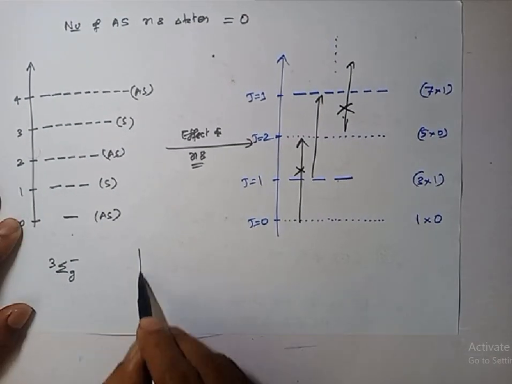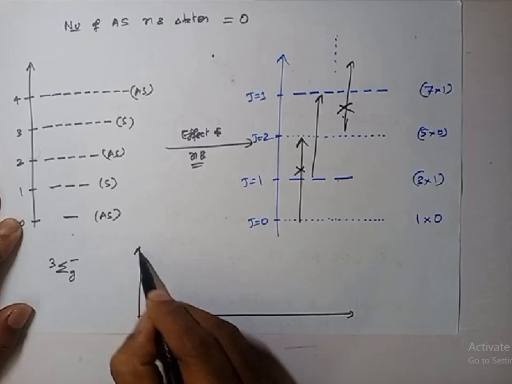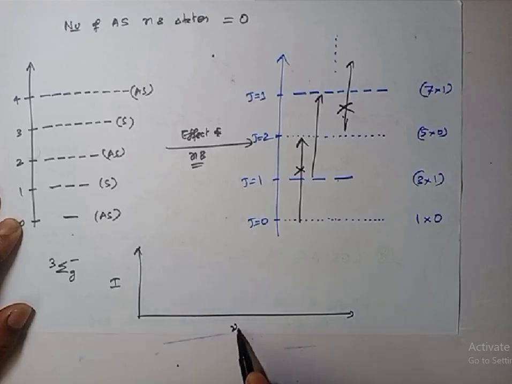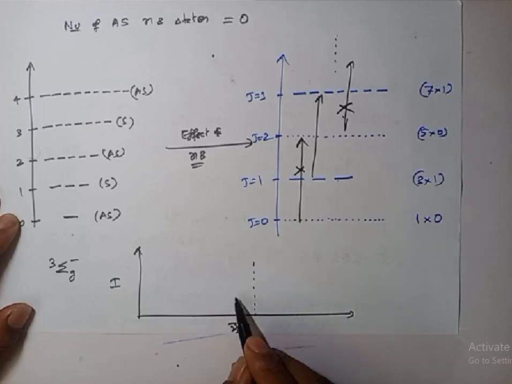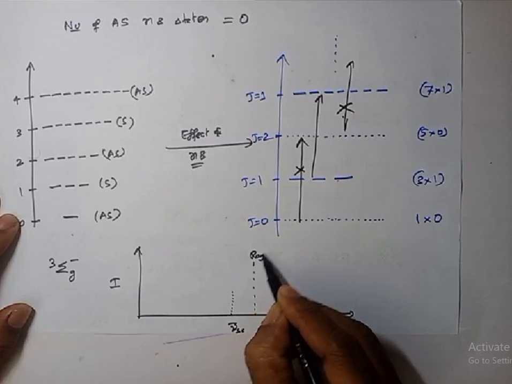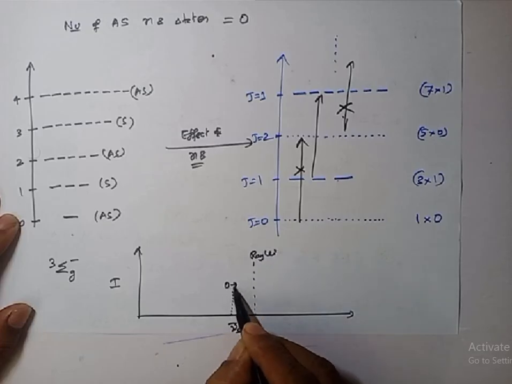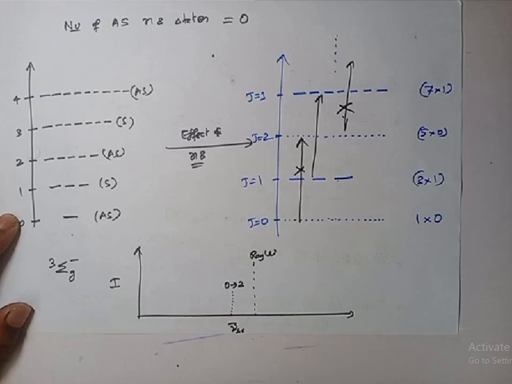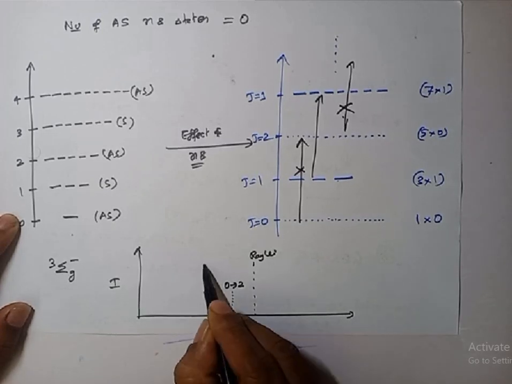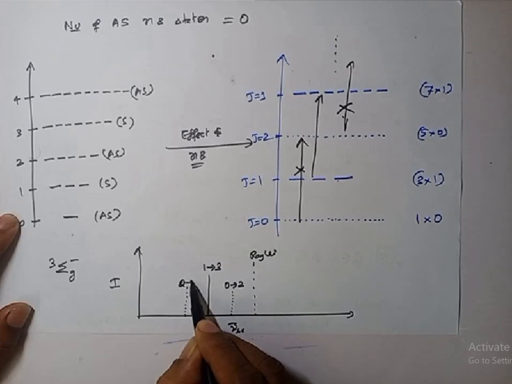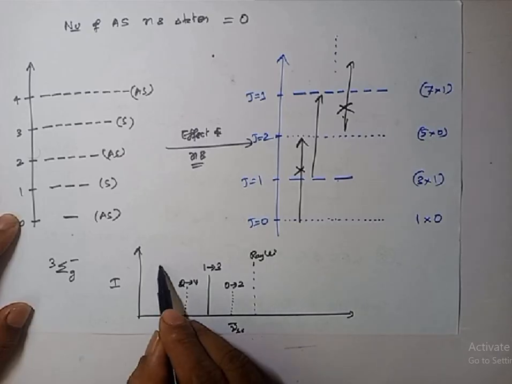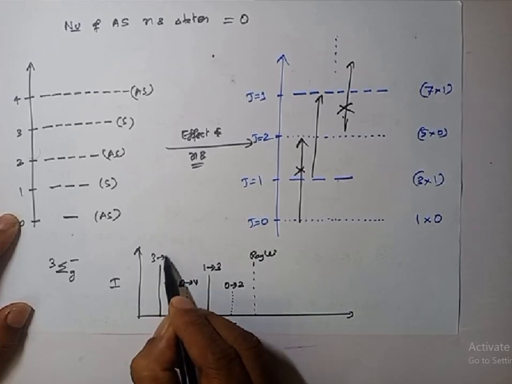So if you take the rotational Raman spectrum of O2 molecule, intensity versus scattered frequency, this is the Rayleigh line. The first line, corresponding to 0 to 2, does not appear. Then the next line, 1 to 3, will appear. What about 2 to 4? 2 to 4 does not appear, whereas 3 to 5 will appear.